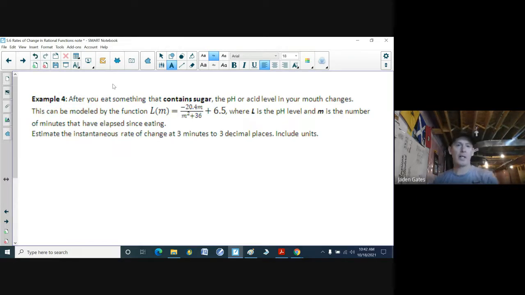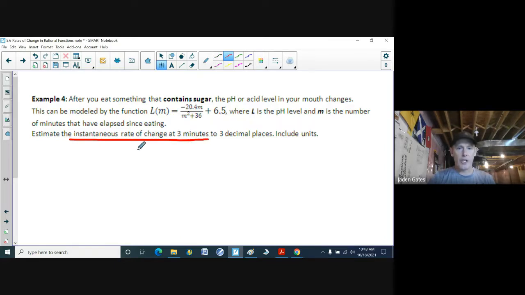I always love including science. So this is real, actually. After you eat something that contains sugar, the pH or acidic level, for those of you taking chemistry right now, I know there's a bunch of you, in your mouth changes. This can be modeled by the function L of M is equal to that big equation there, where L is the pH level and M is the number of minutes that have elapsed since eating. So estimate the rate of change at 3 minutes to 3 decimal places. Include your units. So there again, we're finding our instantaneous rate of change at 3 minutes.